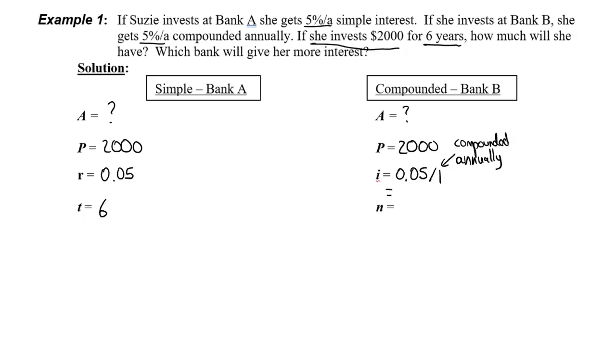So we divide by 1, which doesn't change. It's still 0.05. The N is just 6 here. If it was 2 compounding periods per year, we'd have to multiply the 6 by 2, for example. But because it's 1 per year, it's just 6.